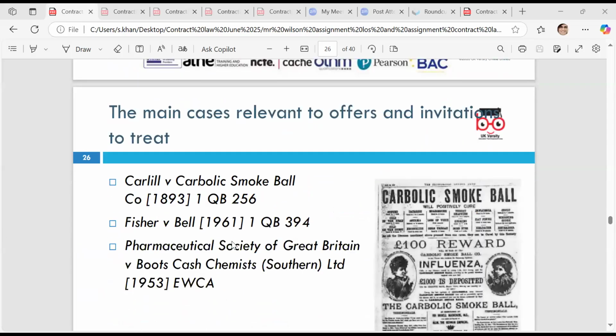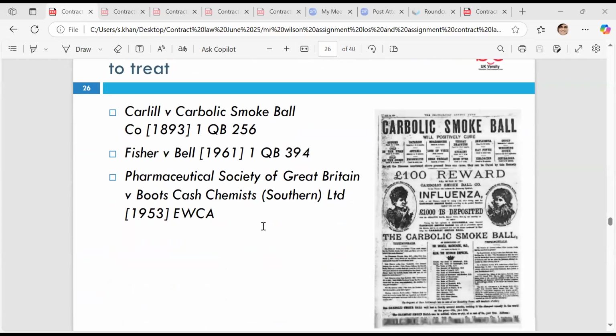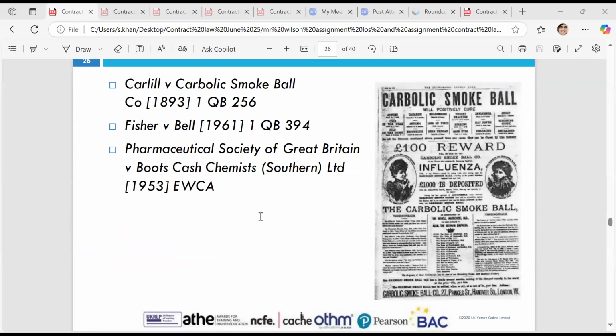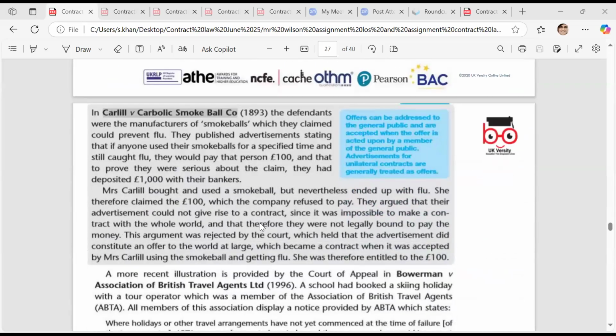The main cases relevant to offers and invitation to treat are Carlill and Carbolic Smoke Ball, a really famous case, Fisher and Bell, another really famous case, and Pharmaceutical Society of Great Britain and Boots. These three cases are really famous in regards to offers and ITT. The facts of Carlill and Carbolic Smoke Ball are there, where the manufacturers made smoke balls which could prevent influenza, and it was a publication. Then what was identified? Was it an offer or an ITT in this case? So have a read of that case.